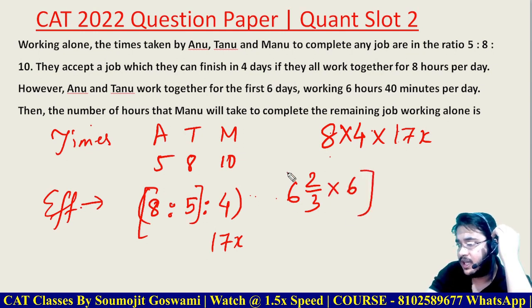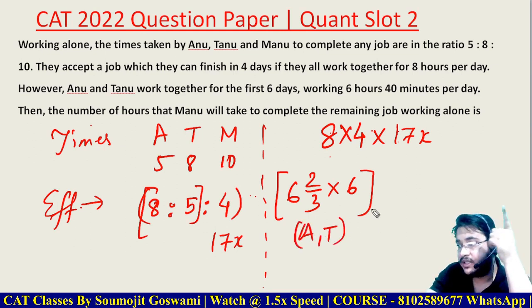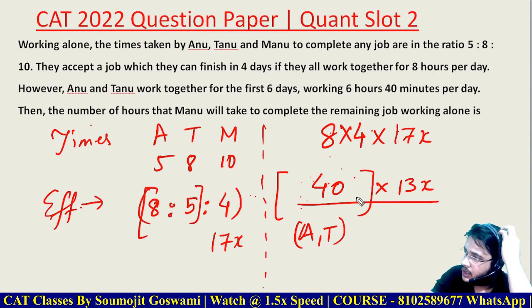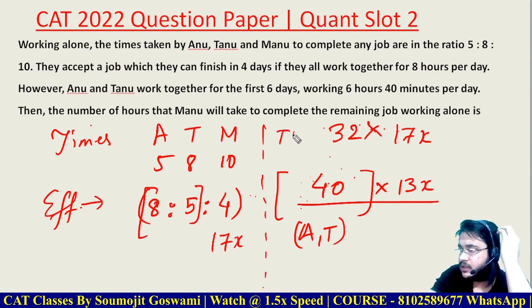So this is the amount of work that these two, Anu and Tanu, do with their efficiency of 13x. If you simplify, you'll get 20 by 3, which becomes 40 into 13x. The total is 32 into 17x. Now keep these numbers as they are.